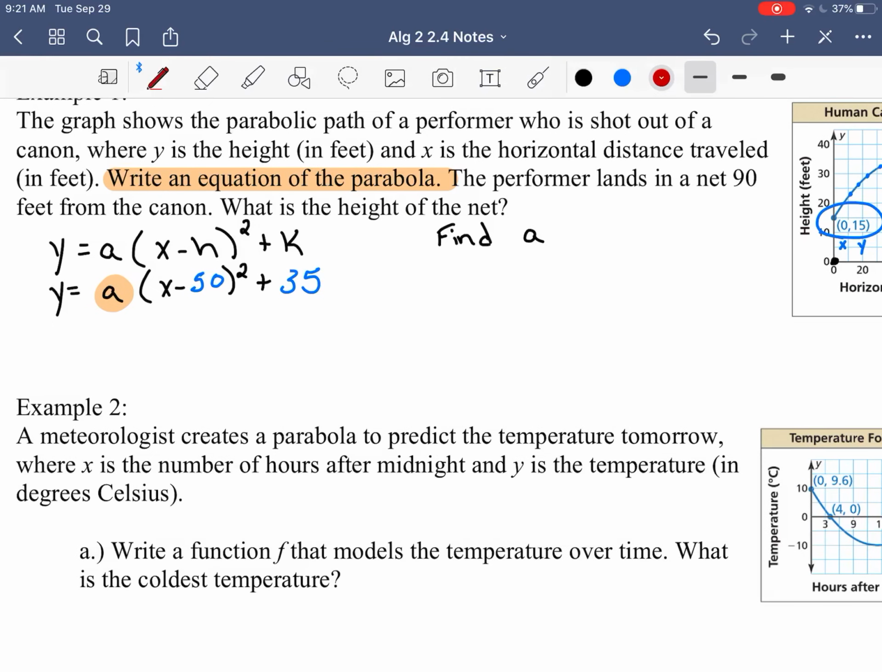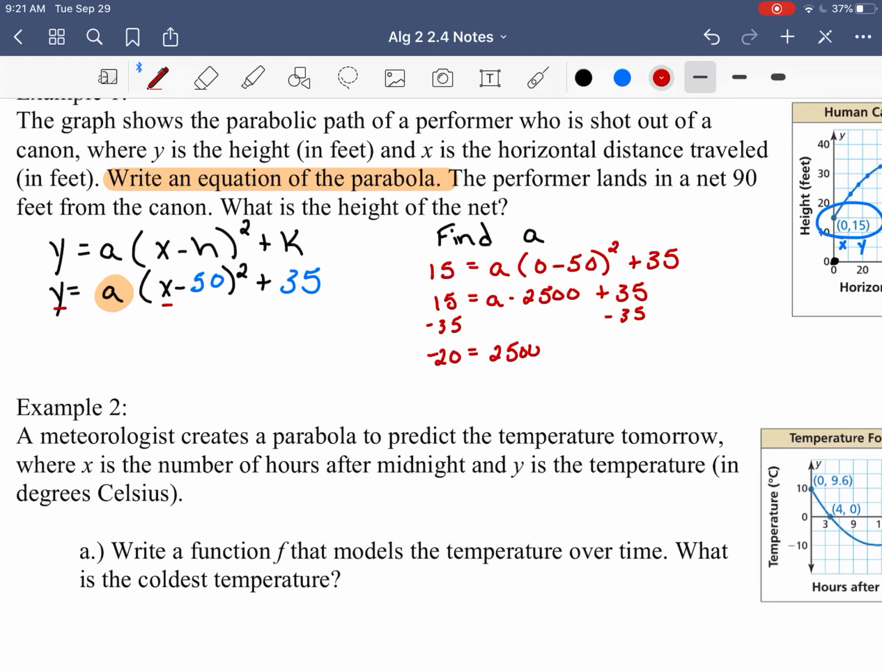So I'm going to plug that in for this x and this y. So y is 15, x is 0. Okay. So then we'd have 15 equals a times negative 50 squared, which is 2,500. And then let's see, subtract the 35 from both sides. So we've got negative 20 equals 2,500 times a. Divide both sides by the 2,500.